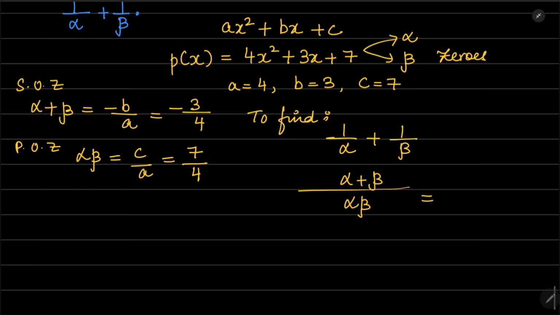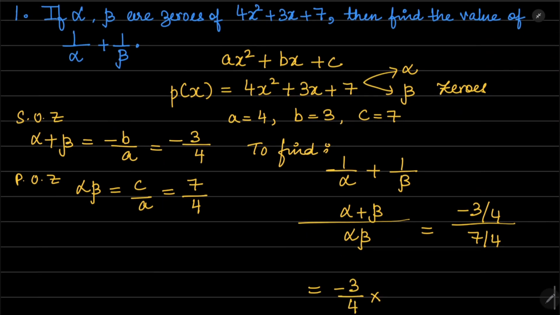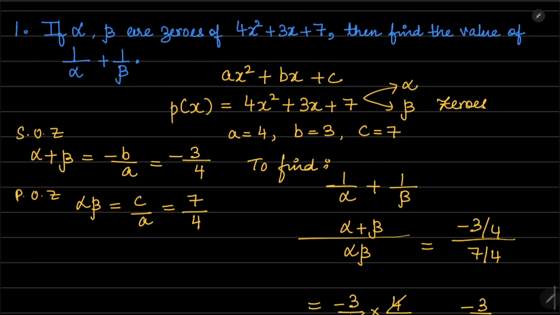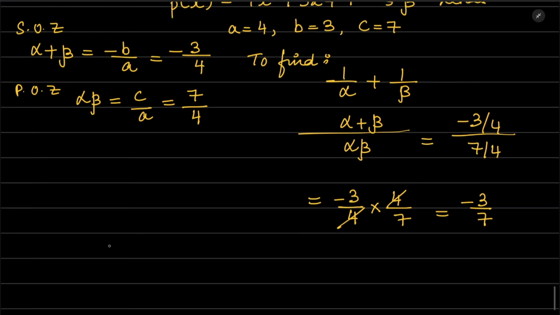So what is alpha plus beta? What is the sum of the zeros? Minus 3 by 4, whole divided by the product of the zeros, which is 7 by 4. So this is nothing but minus 3 by 4. In the denominator, when you have the fraction and you take it to the numerator, you just flip it, right? Take the reciprocal of it. So it will be 4 by 7. 4 and 4 get cancelled. So the answer is minus 3 by 7. This is the final value of 1 by alpha plus 1 by beta. So therefore you can just write 1 by alpha plus 1 by beta is equal to minus 3 by 7 is your answer.